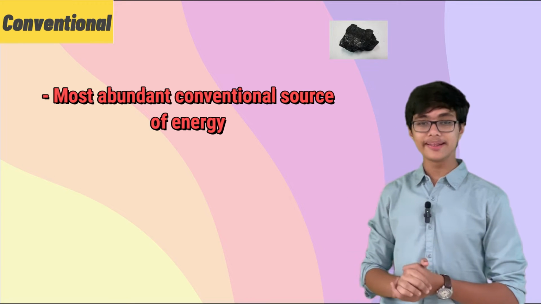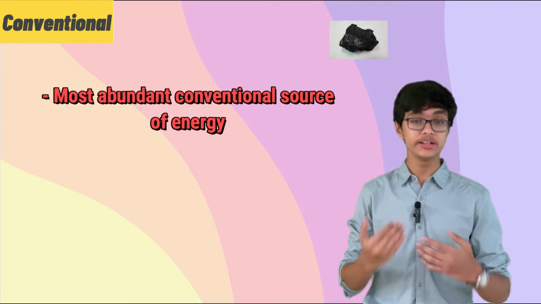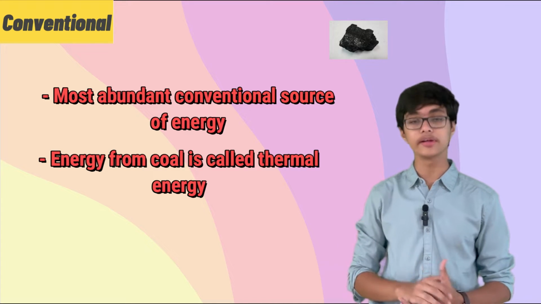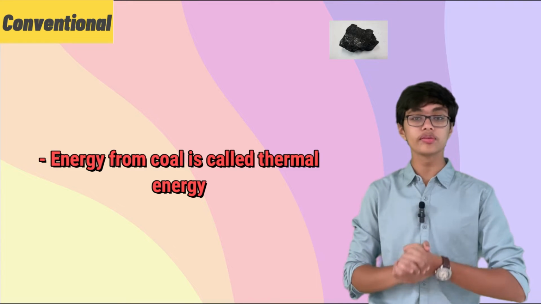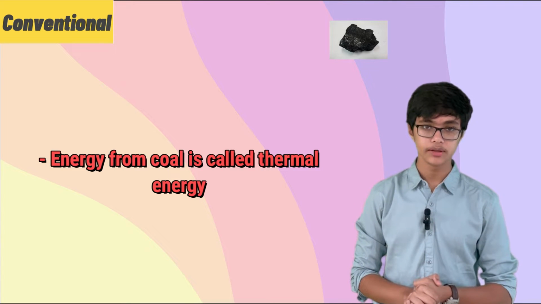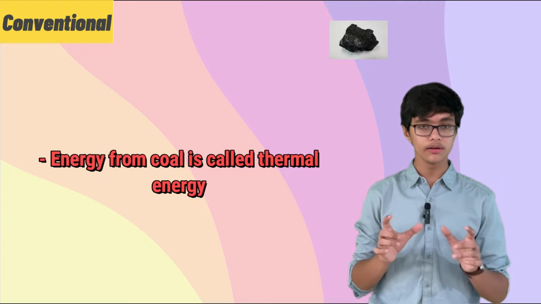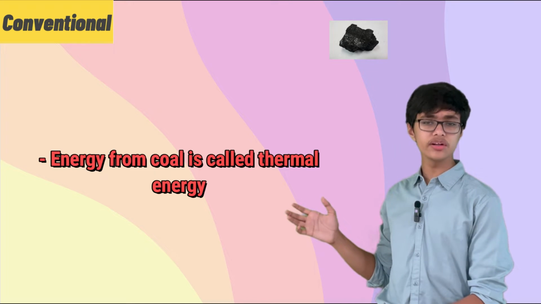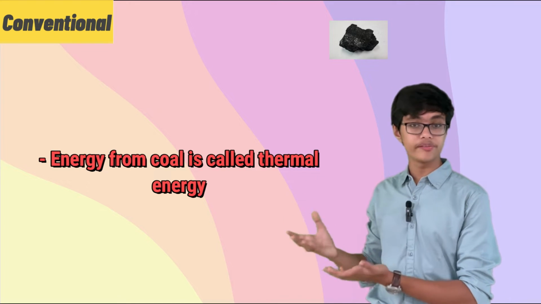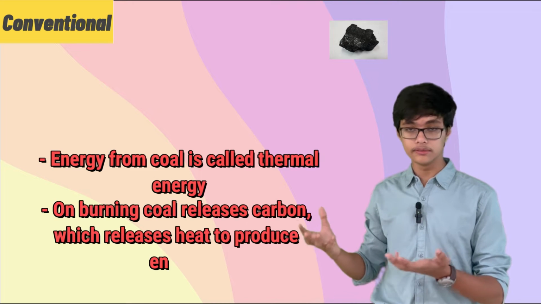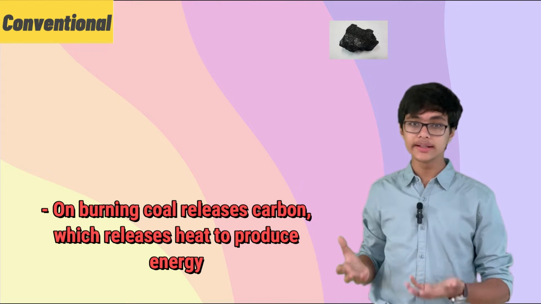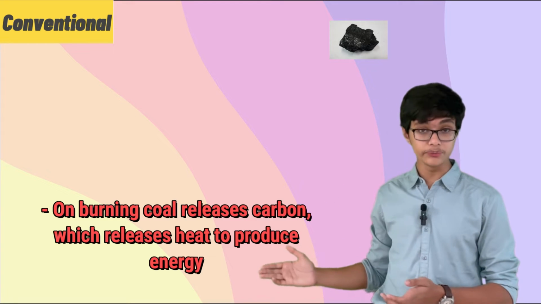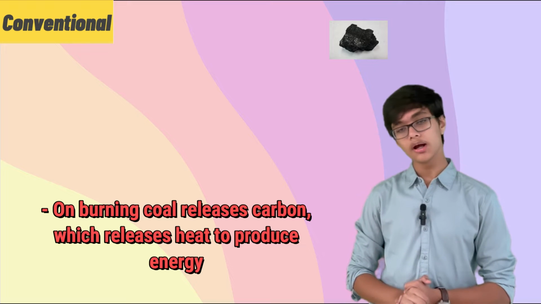The second point is that coal produces an energy called thermal energy. So, basically, the process of producing energy or electricity through coal is called thermal power or thermal electricity. Thermal basically means heat. Anything with the word thermal means it is related to heat. Now, why do we call it heat energy? Because coal, when burnt, releases carbon in the form of steam, which has a high temperature and lots of heat. This heat is used to produce energy, and hence it is called thermal power.